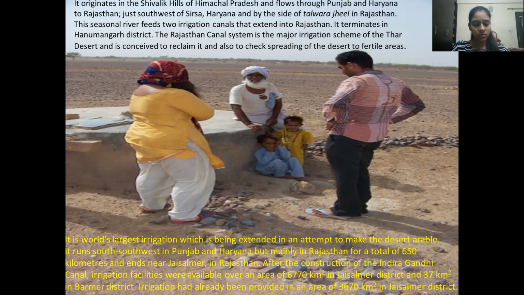It runs south to southwest in Punjab and Haryana, but mainly in Rajasthan, for a total of 650 kilometers and ends near Jaisalmer. In Rajasthan, after the construction of the Indira Gandhi Canal, irrigation facilities were available over an area of 6,770 square kilometers in Jaisalmer district and 37 square kilometers in Barmer district. Irrigation has already been provided in an area of 3,670 square kilometers in Jaisalmer district.